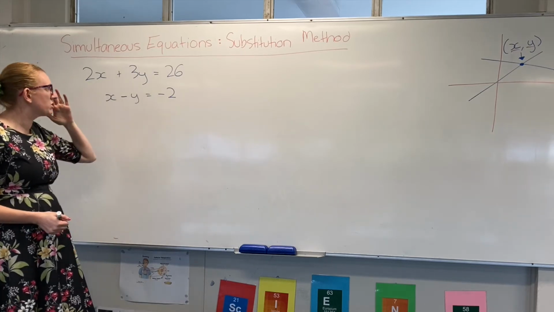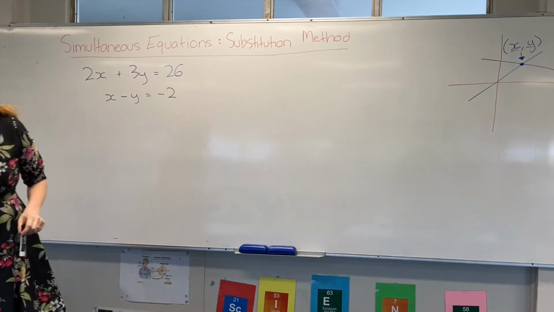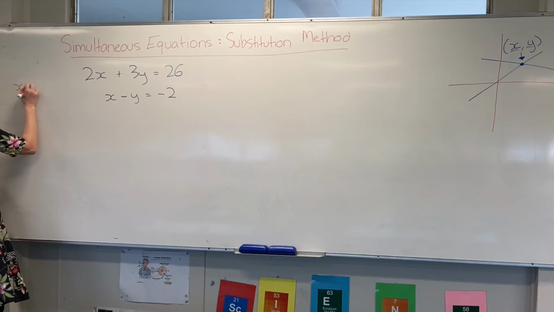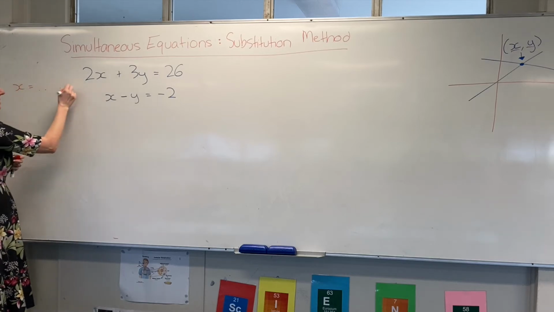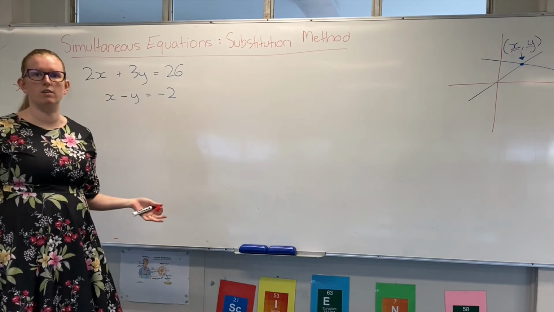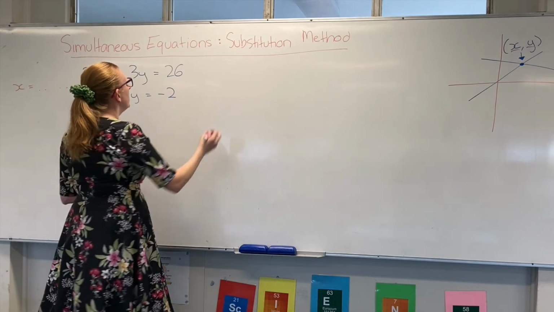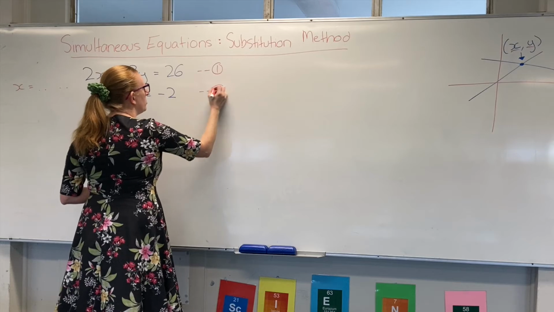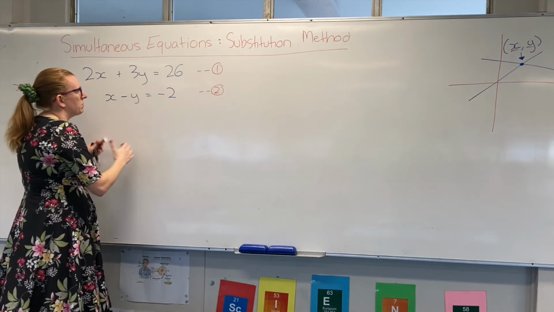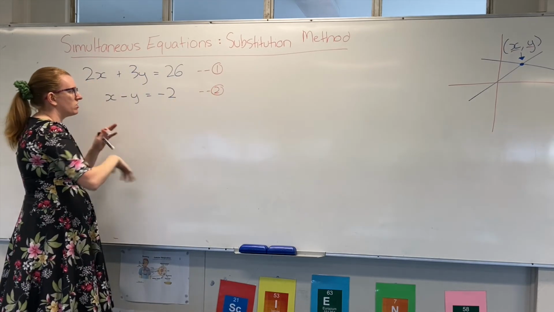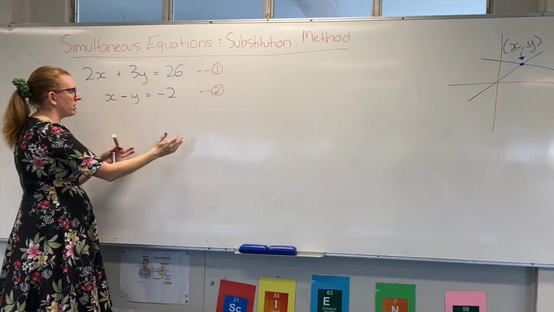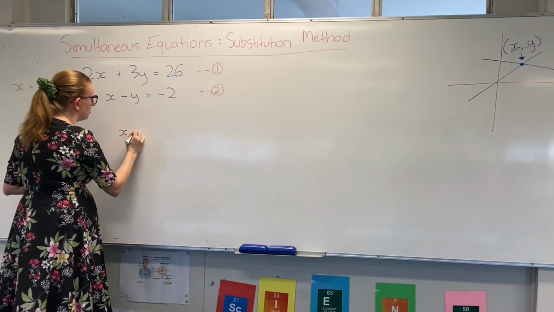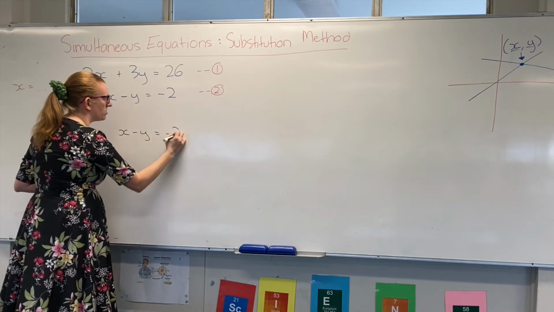Now, for this particular question, it doesn't matter. But say my exam said I need to change it to x equals yada, yada, yada. Okay, just for the sake of this example. So first, I'm going to label this number 1, and this is number 2. Now I'm going to rearrange this so that it's x equals something. So I've got x minus y is equal to minus 2.